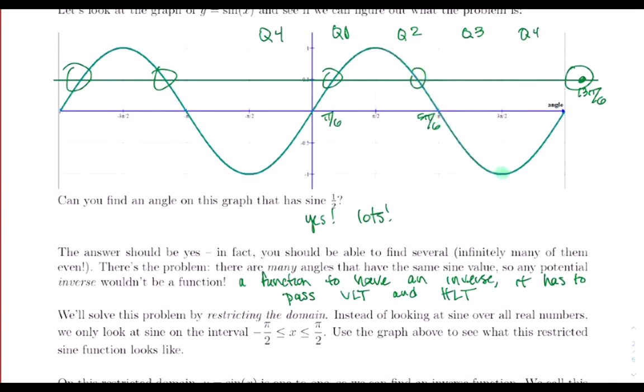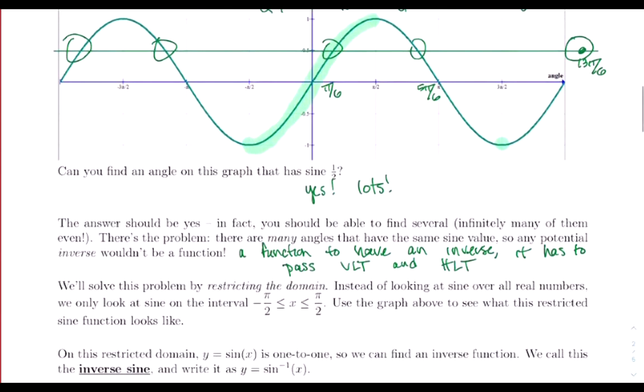So instead of that, we're going to choose a different piece that gets everything. This one. This piece gets all of the stuff for sine, all the negative values and all the positive values. It passes the horizontal line test, so the inverse would be a function. So that's what we're going to do. Restrict to negative pi over 2 to pi over 2. That's the quadrants 4 and 1.